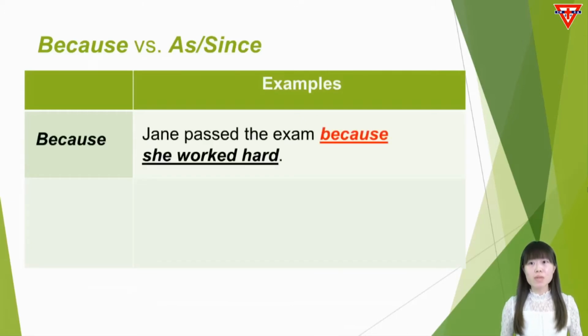Because is more common than as and since, both in writing and speaking. When we use because, we are focusing on the reason. We use a comma after the because clause. We use because to give the reason for something that is important for the listener. For example, we like to emphasize the reason why Jane could pass the exam, which is she worked hard. Therefore, we use because as the conjunction.